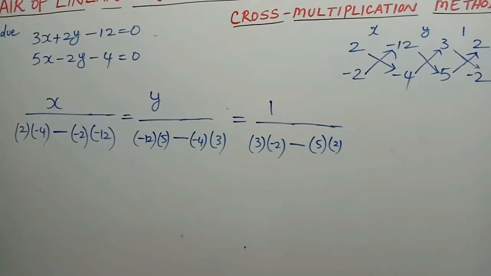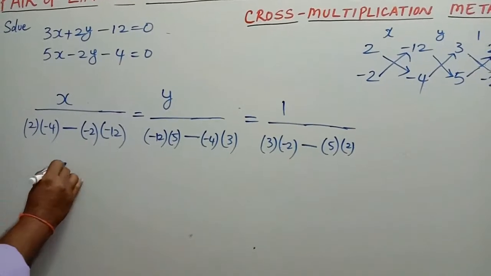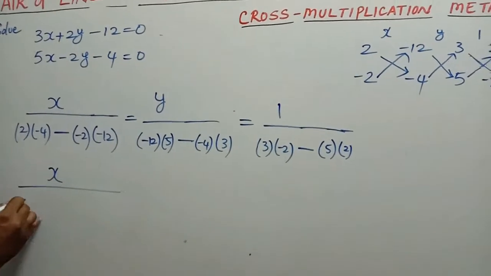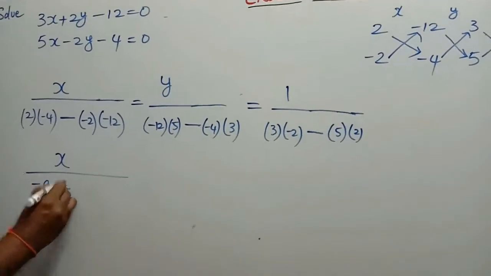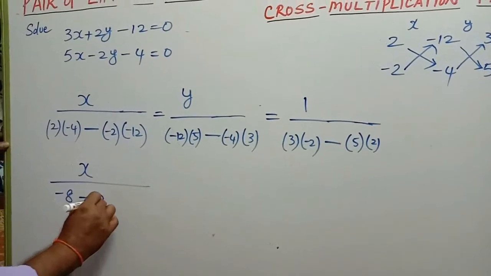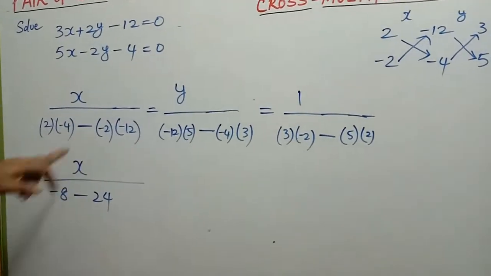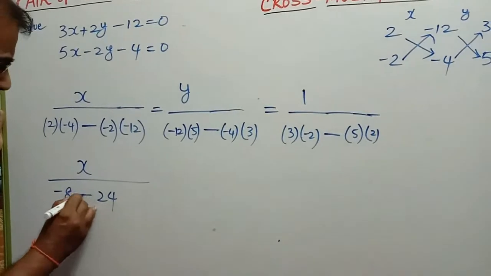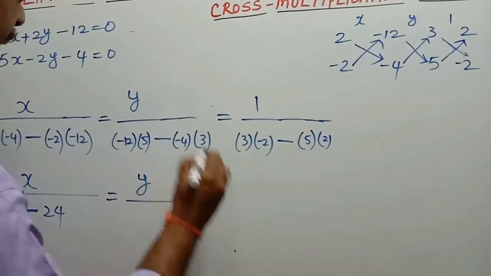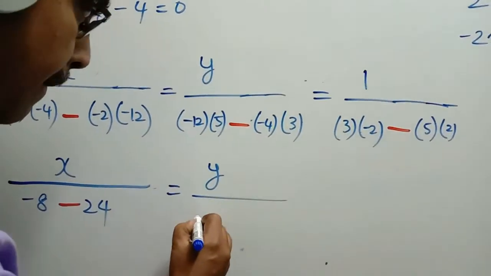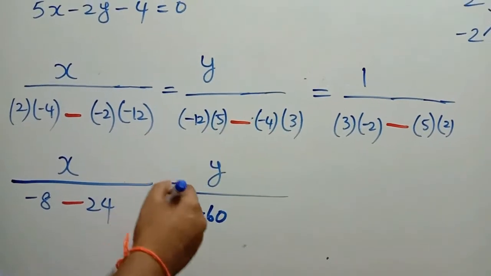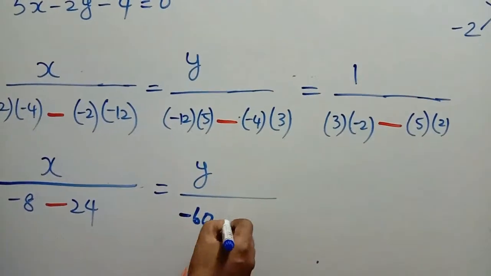So now, x divided by 4 2s are 8, but minus 4, so minus 8. Minus 2 12s are 24. Minus into minus is plus, that's why plus 24. So this is formula minus, is equal to y by minus 60. Why? Because 12 5s are 60. Here minus 12 into 5 is minus 60.